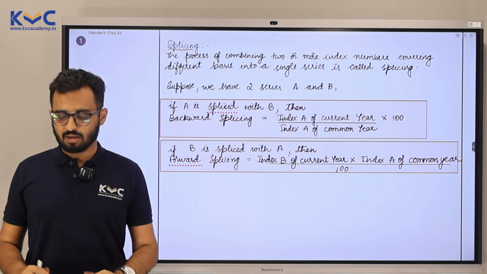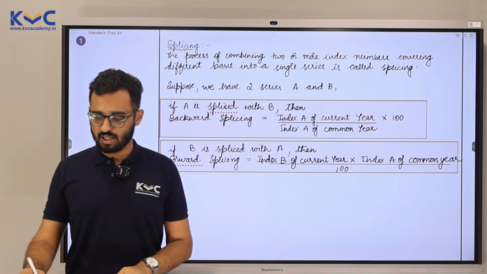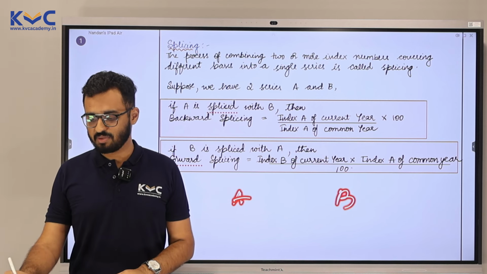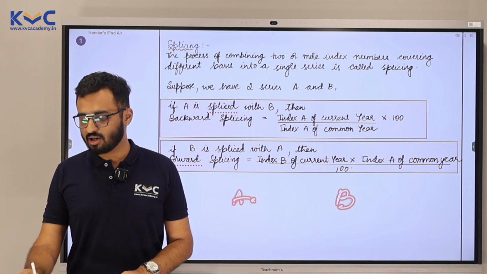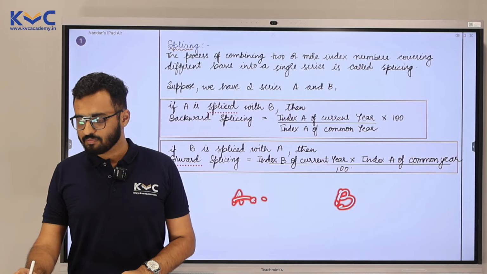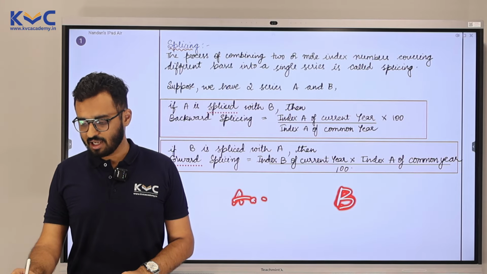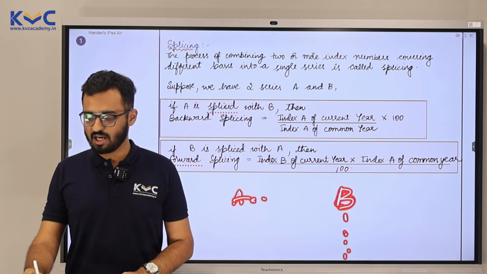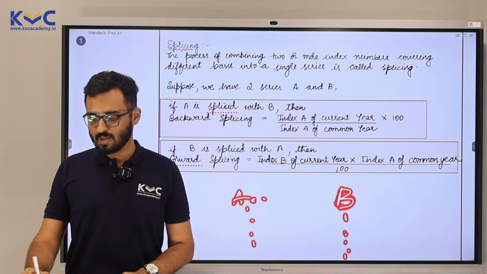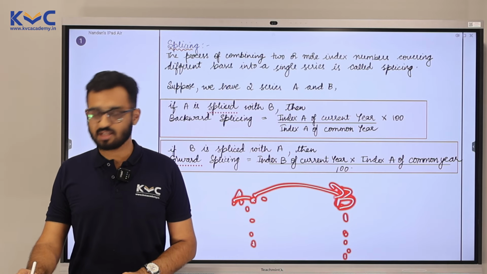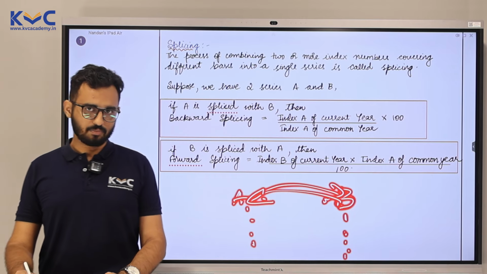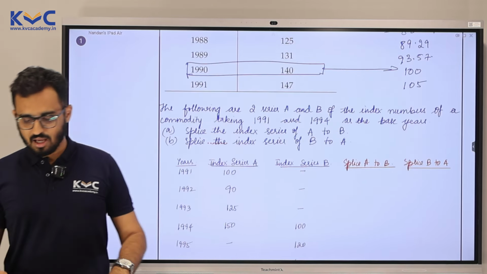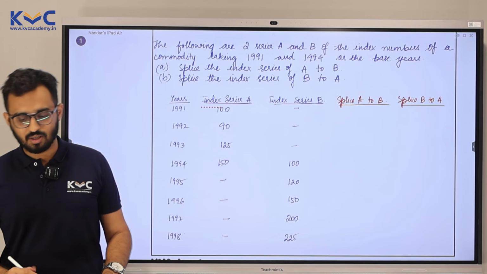Now, when you combine, you can have two ways of combining. There is a series A and a series B. A is spliced with B means A is merging with B. B is spliced with A means B is merging with A. Okay, let me not make it too complicated. Let me directly take you to an example.